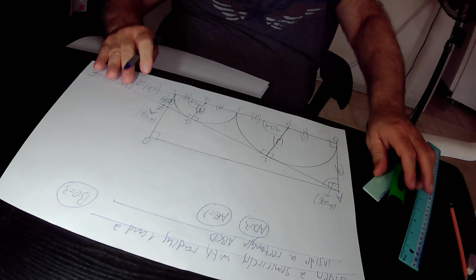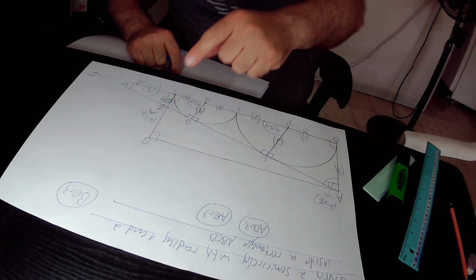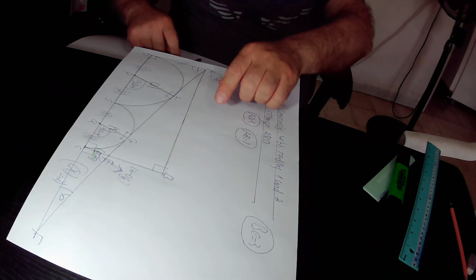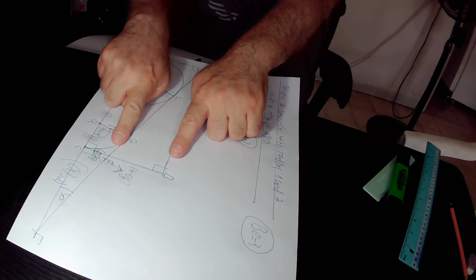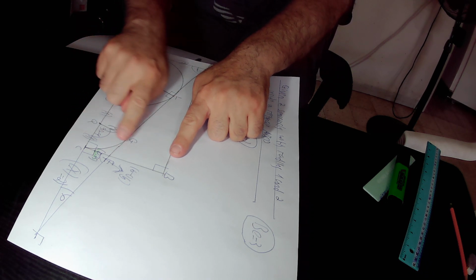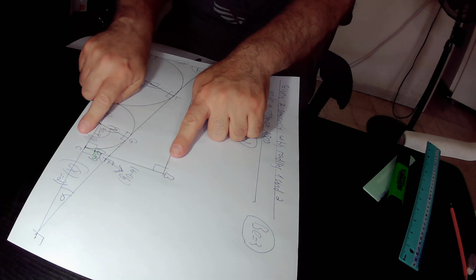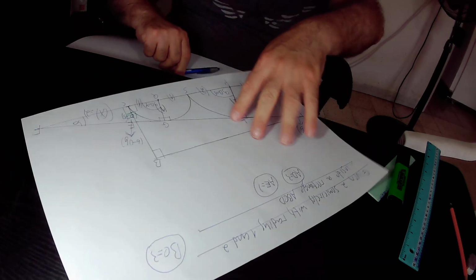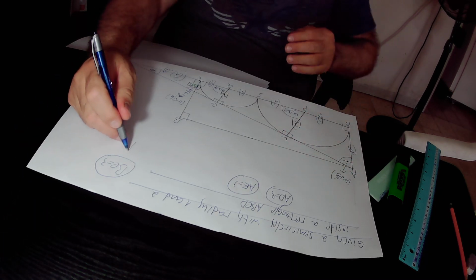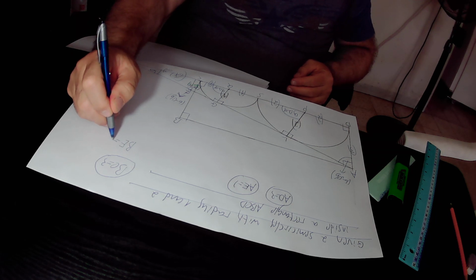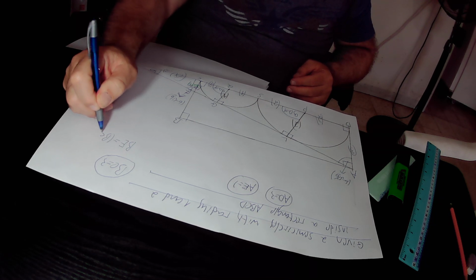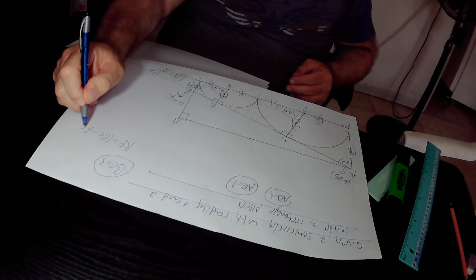What is the length of the missing line segment, line segment BE? What is the length of line segment BE? From the drawing it is very easy to see that BE equals BC minus EC. Again, BC minus EC equals BE. So I write it down. We find that BE equals BC minus EC.